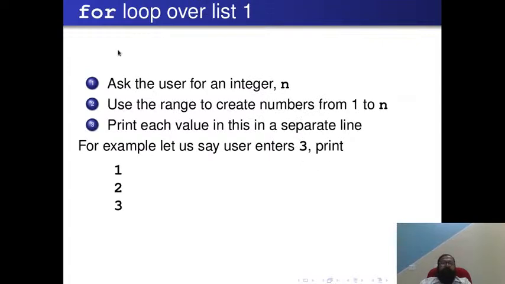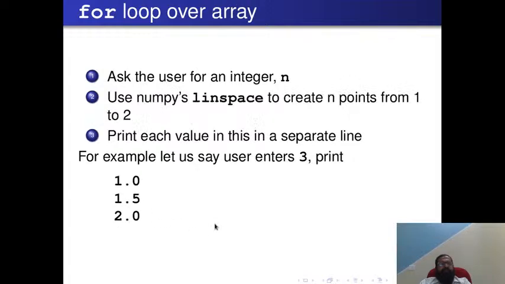Another question is for loop over list 1. Ask the user for an integer n, use the range to create numbers 1 to n, print each value in a separate line. For example, let us say the user enters 3, print 1, 2, 3. Okay, so you have to ask the user to input an integer, and then you have to create 1 to n and then just print it.